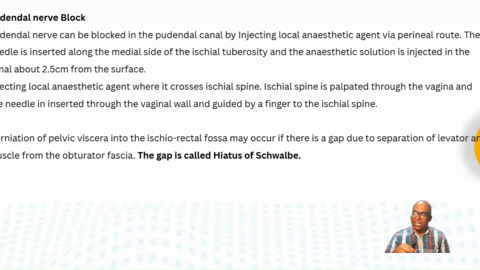Herniation of the pelvic viscera into the ischiorectal fossa may occur if there is a gap due to the separation of the levator ani muscle from the obturator fascia. This gap is called the hiatus of Schwalbe.